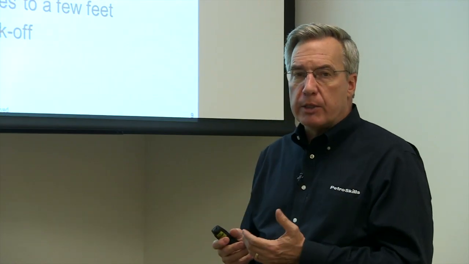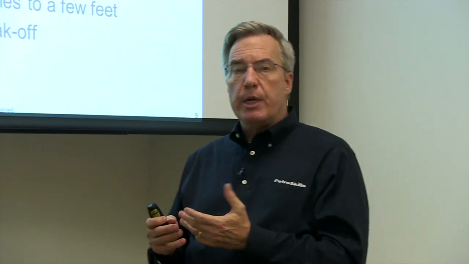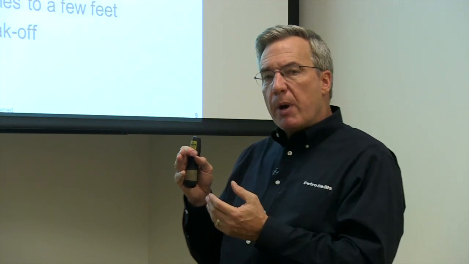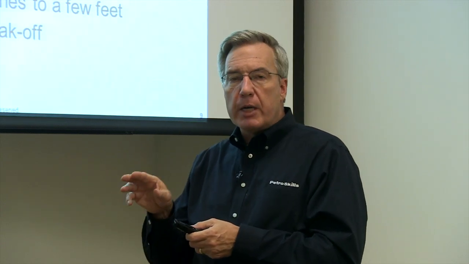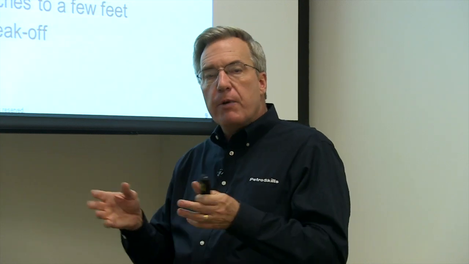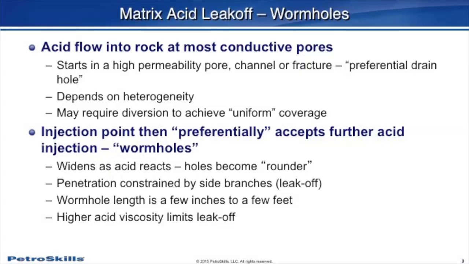When we pump matrix acid jobs, particularly in limestones, limestones have a high degree of heterogeneity, and they oftentimes have very permeable streaks that run through them. So when we pump acid into those high perm streaks, they start eating away the formation and creating these holes. And the more acid that's pumped, the rounder they get, and we call them wormholes because they're fairly erratic, very similar to what an earthworm digs in the ground. So these wormholes can create highly permeable paths back to the wellbore, but if we keep pumping acid through there, we'll just keep re-stimulating the same rock.